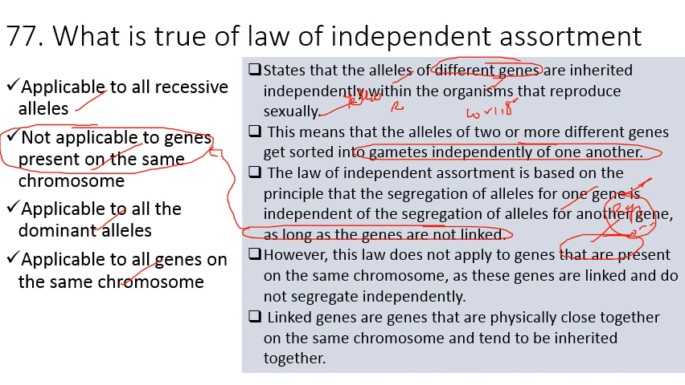However, the law does not apply to genes that are present on the same chromosome, as these genes are linked and do not segregate independently. Linked genes are genes that are physically close together on the same chromosome and tend to be inherited together. So these genes are transferred together. This is true about the law of independent assortment: it is not applicable to genes present on the same chromosome.